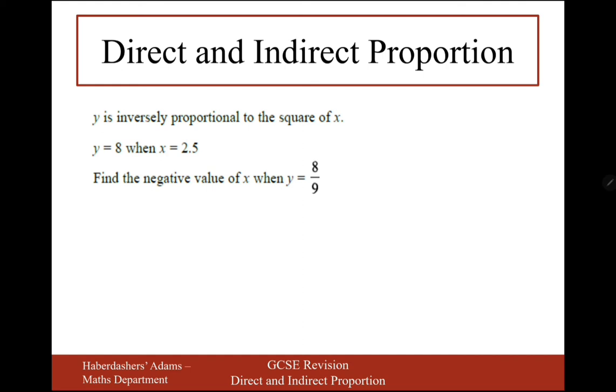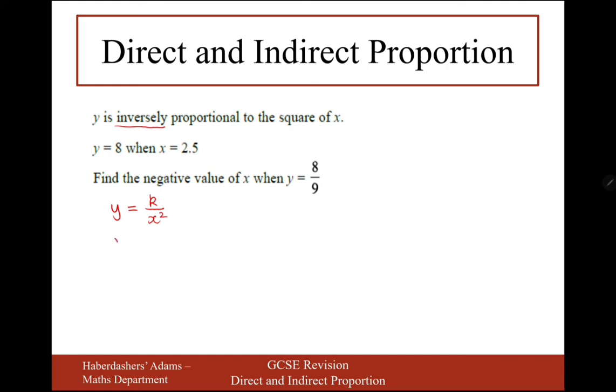Okay, let's get started on this one here. So y is inversely proportional to the square of x. So let's make the formula. Y equals k over, it says inverse, so I need a fraction, the square of x, so x squared. Let's work out what k is.